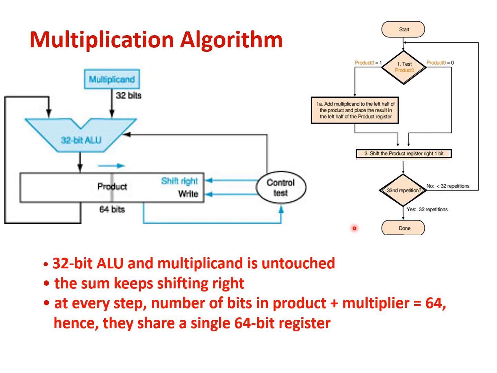So the multiplication hardware is like this. You keep the multiplicand in a 32-bit register. We are talking about computers, and our computers are either 32 bits or 64 bits. Here we are taking the example of a 32-bit multiplicand. We also have a 32-bit ALU, arithmetic logic unit. And here is the product register.